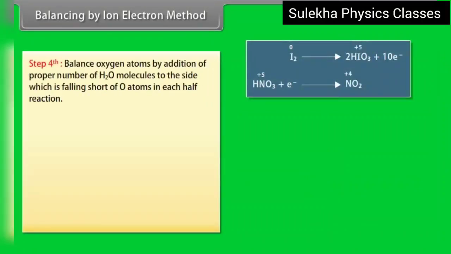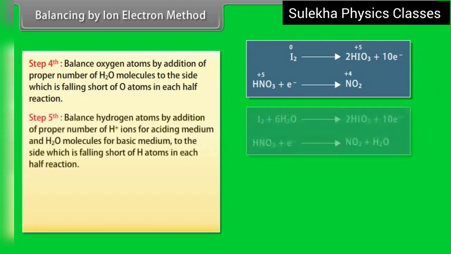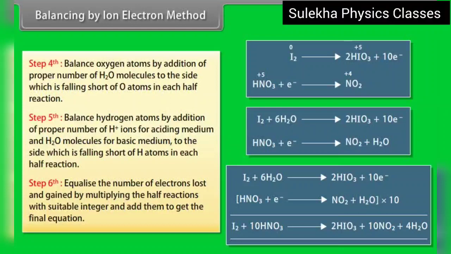Balance oxygen atoms by addition of proper number of H2O molecules to the side which is falling short of O atoms in each half reaction. Step fifth. Balance hydrogen atoms by addition of proper number of H+ ions for acidic medium and H2O molecules for basic medium to the side which is falling short of H atoms in each half reaction. Step sixth. Equalize the number of electrons lost and gained by multiplying the half reactions with suitable integer and add them to get the final equation.